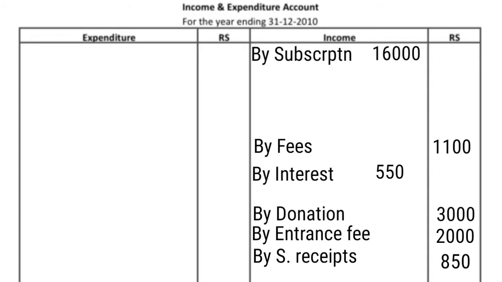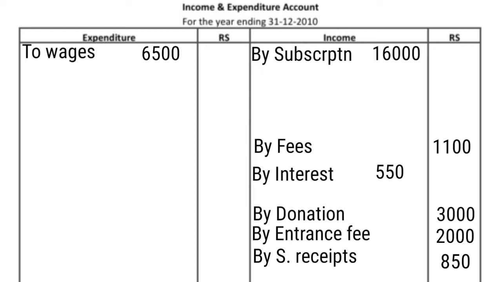Next, payment side. First item, wages. There is a mark here. That means some adjustments are there. So the amount will be written in the inner column, rupees 6,500. We need to make 4 adjustments here. So I will keep a little space.